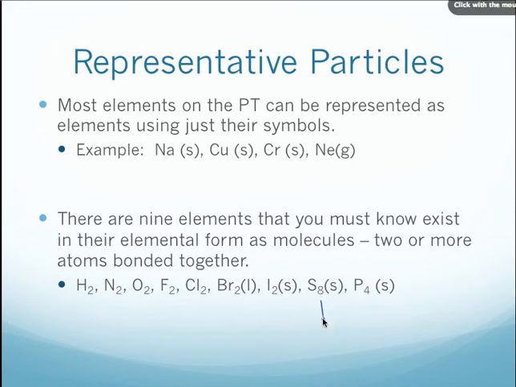Sulfur as an element is commonly taken to be in a molecule of 8 sulfurs together. Phosphorus is usually taken as a P4. They both exist as solids, S8 and P4. You should know that those are the elements, as you should write them if we have sulfur or phosphorus in a reaction.